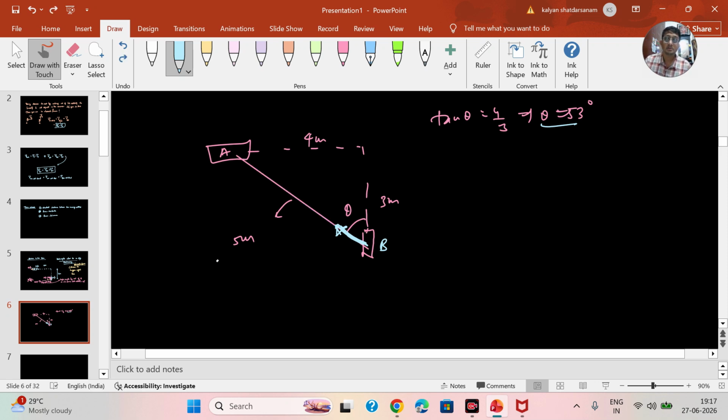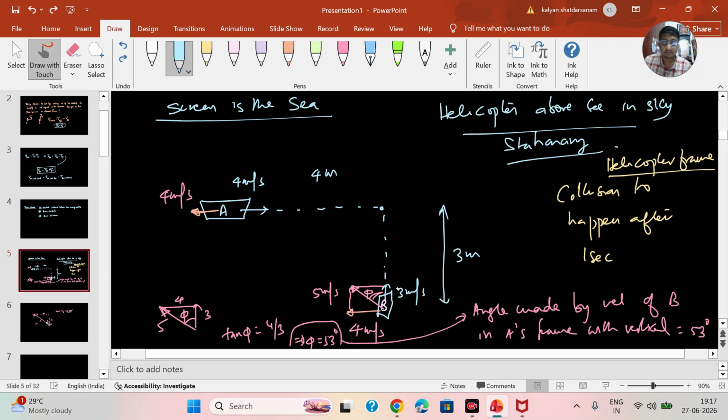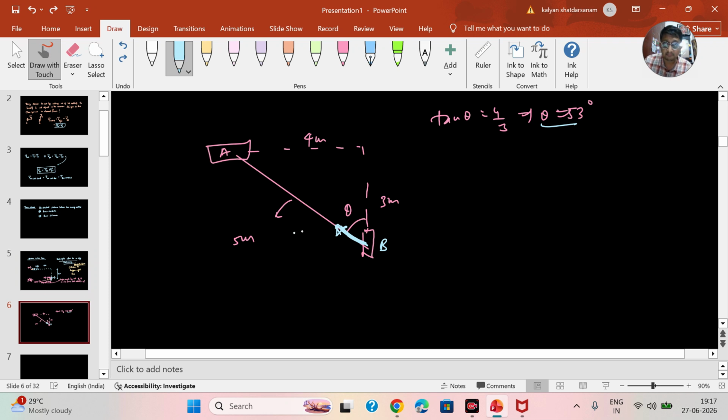Now, previously B was going with 3 and he traveled 3 meters. Now B is going with 5 and he is traveling 5 meters. So the velocity is changing from frame to frame. Displacement is also changing. So displacement and velocity are different in different frames.